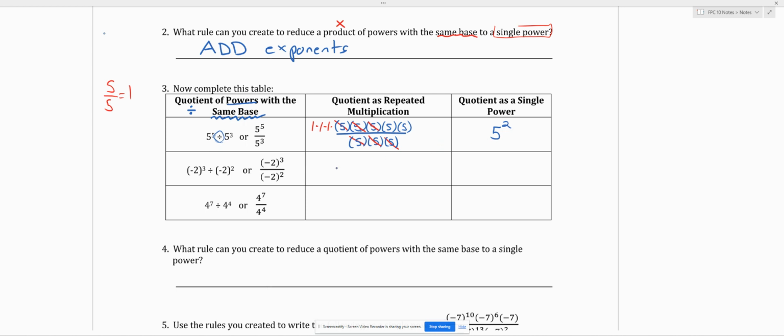All right, let's do another one. We'll come back to that just like before. You might already see the pattern. -2 is being multiplied 3 times. Okay, and then on the bottom, it's being multiplied twice.